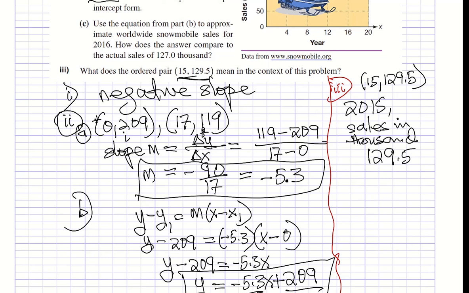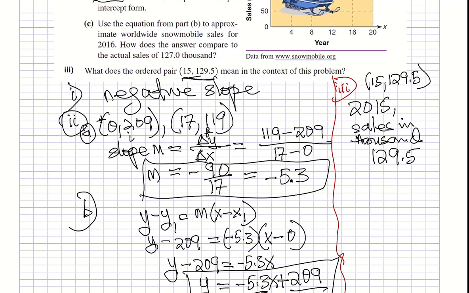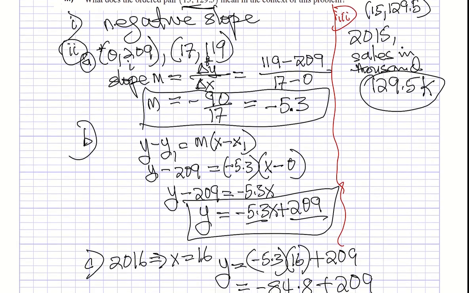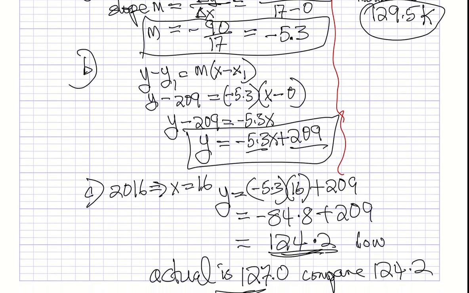So you see, in 2015 they sold 129,000. That's in thousands, you know, so that's actually K. So 129.5 thousand. Okay, so that's all that is saying. I'm done with that, man. All right, we'll move on to something else.